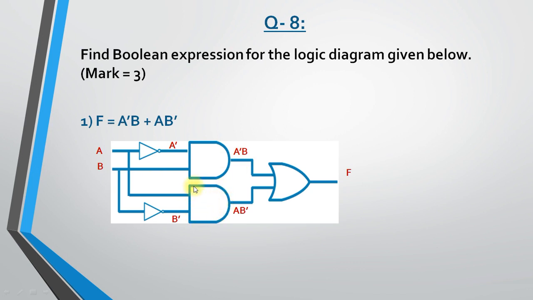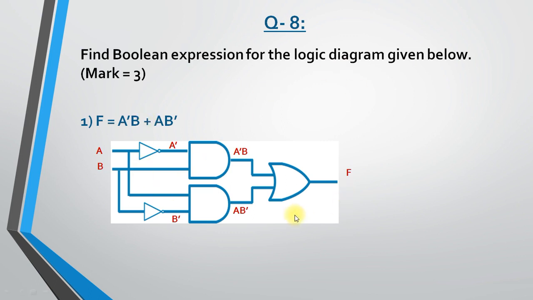Similarly, with the second AND gate, I have taken the cable from A. So the first input is A. The second input is represented with the NOT gate, that is the inverted value of B. So B dash is there. So A and B dash go inside the AND gate. So A into B dash is there. Now these two inputs go inside the OR gate. So OR gate means plus sign. So you need to place a plus sign over here.